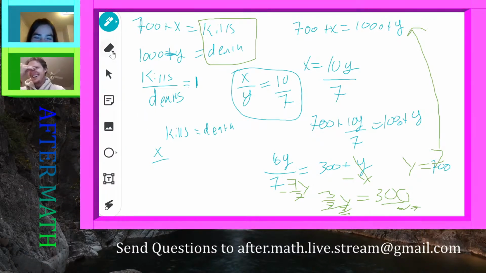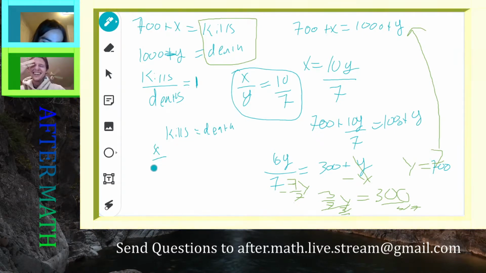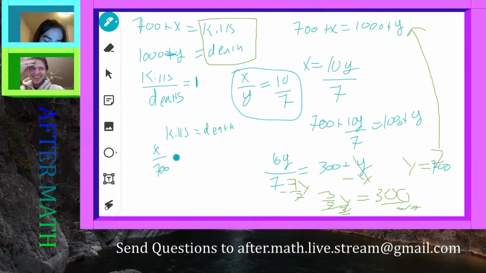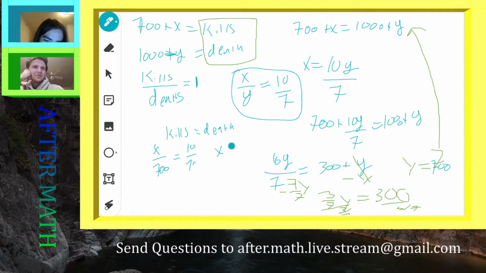We're almost there. It's not as complicated as you think, I promise. We got x over 700 equals 10 over 7. So that means that x would have to equal 1000. Is that right? I think so.